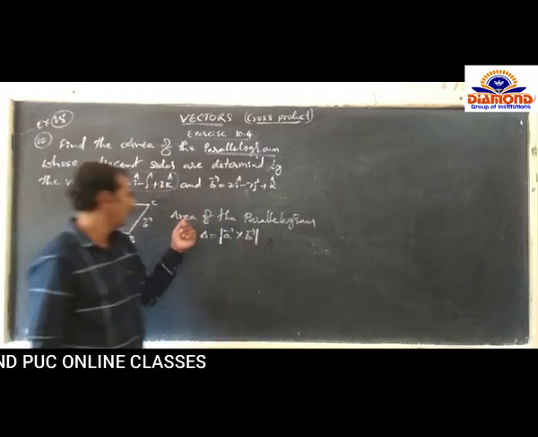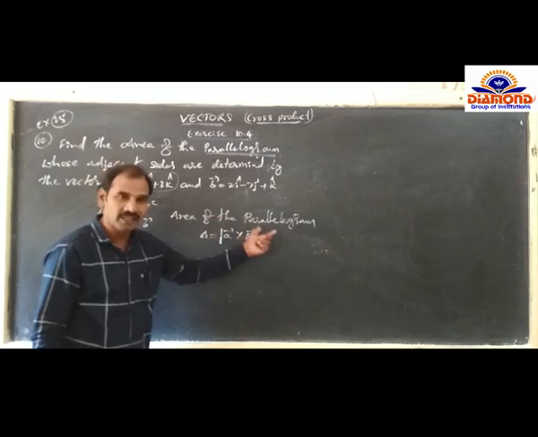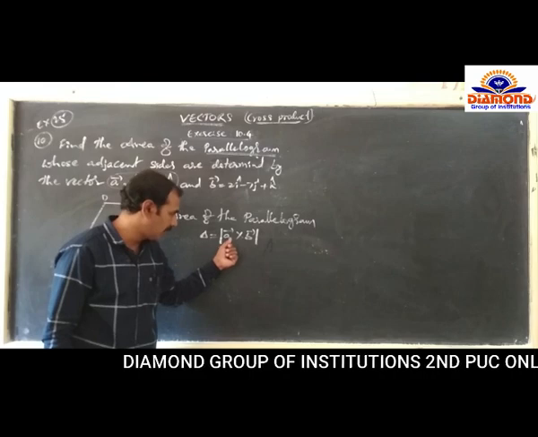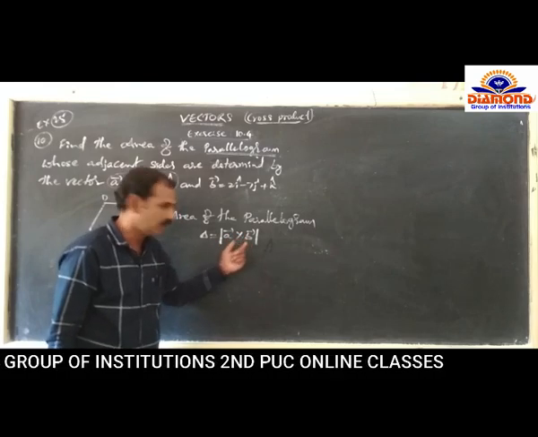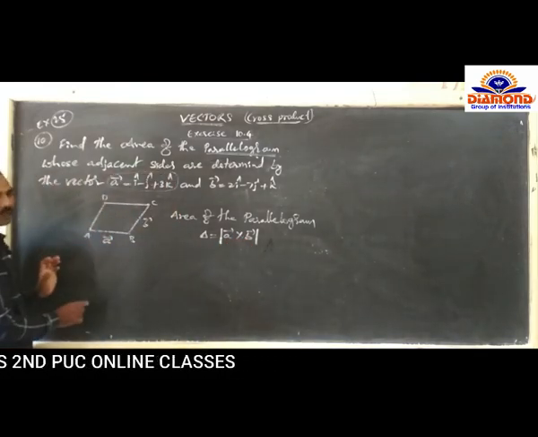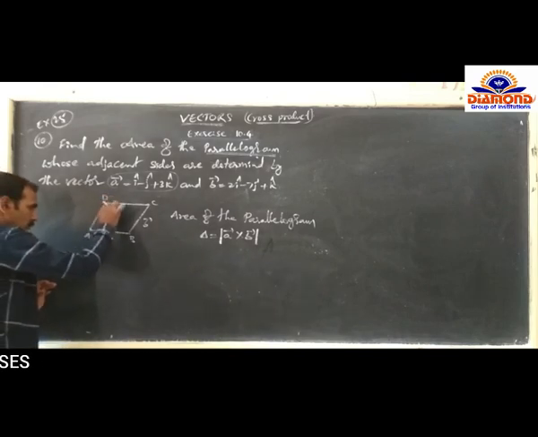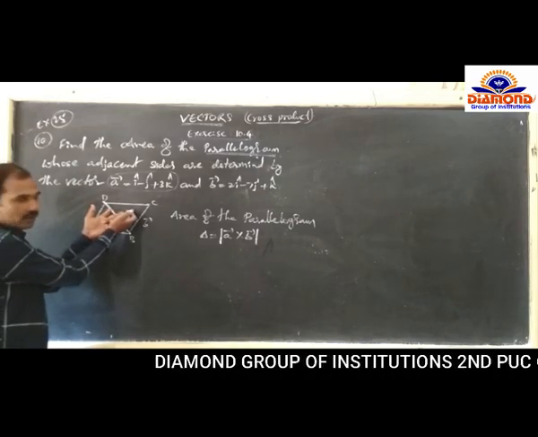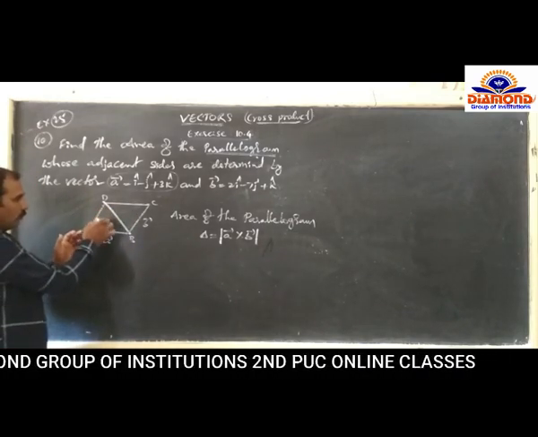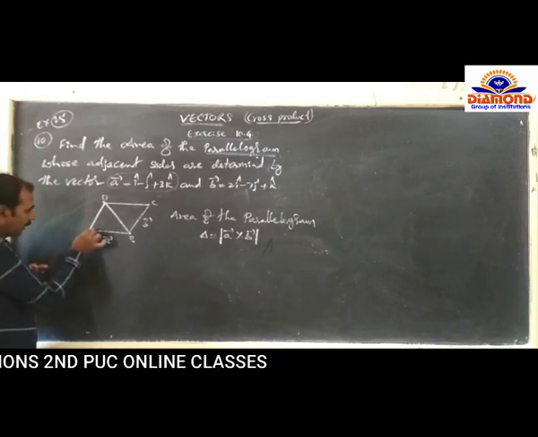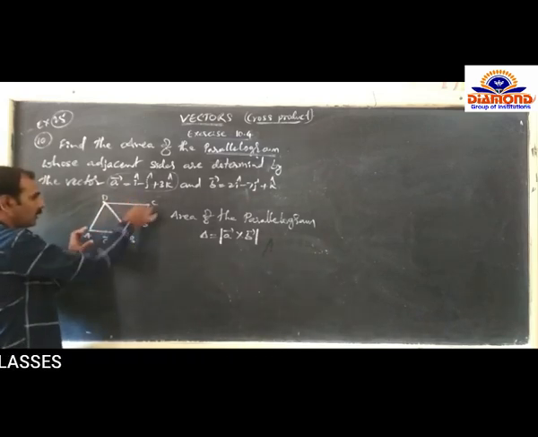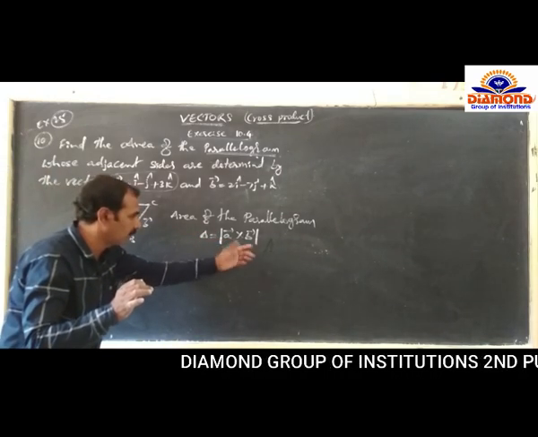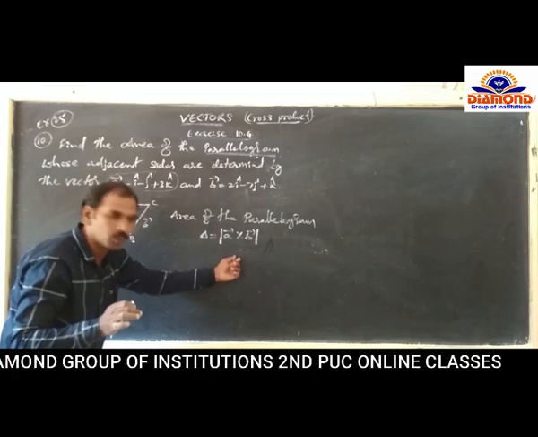Just before class we discussed the area of the triangle. What is the formula? 1 by 2 A cross B. So it is a parallelogram, so you divide it into two parts. This is one triangle, this is another triangle. The one triangle here, another triangle here. So the parallelogram is divided into two parts.